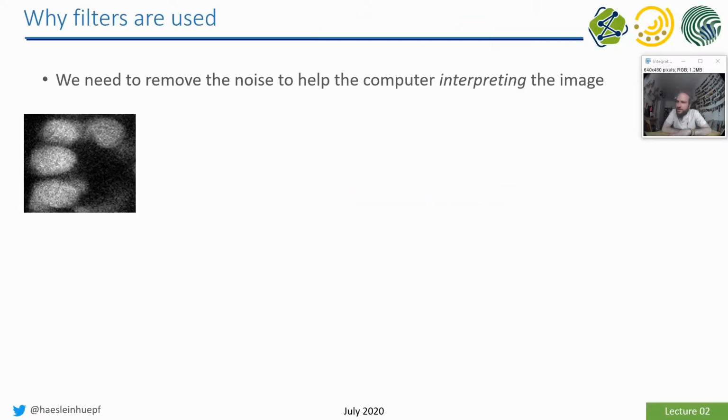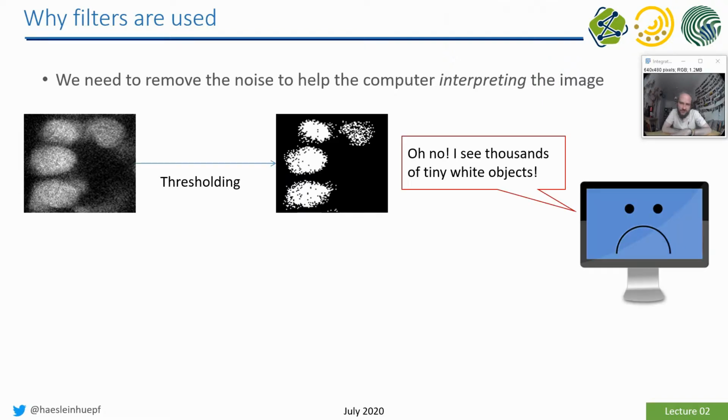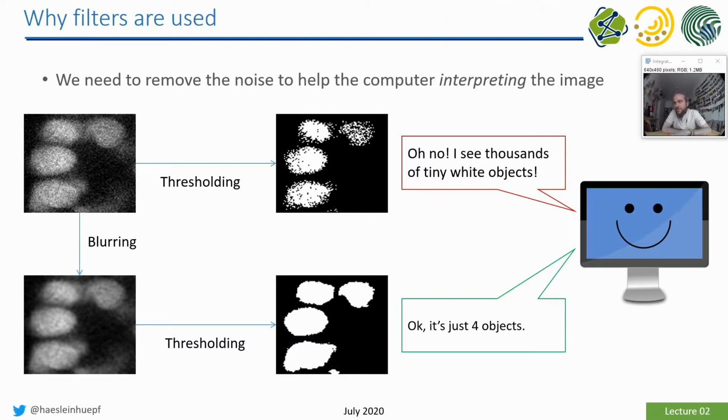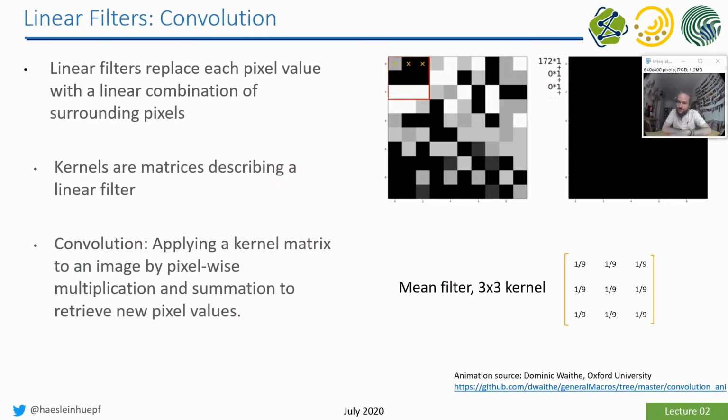It's just math. So why do we do image filtering? Let's assume this is our original image, and the human observer can easily see that there are something like 4 cells in this image. However, when we apply some thresholding to this image, the computer may see thousands of objects. So we have to pre-process this image, for example, by blurring, and then threshold it, and then the computer is able to differentiate these 4 objects in an easier way. This is why we apply filters to images.